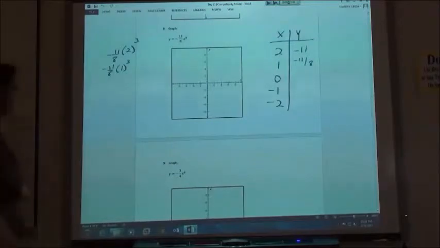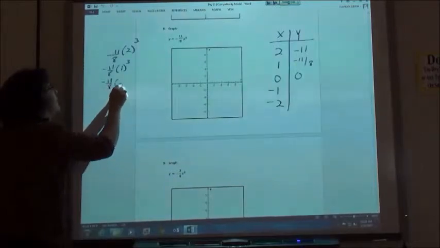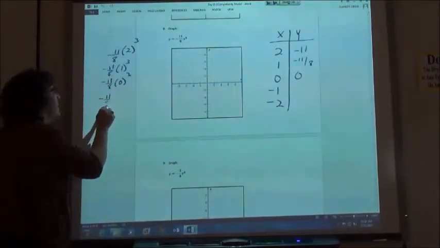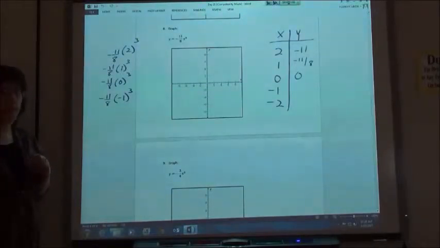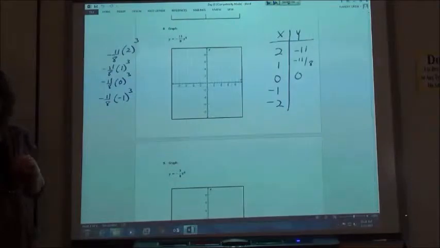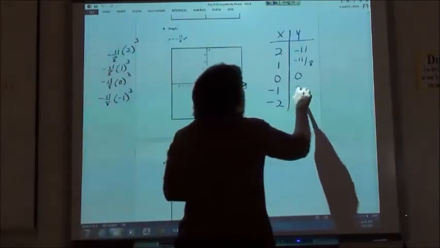Then we got a 0. And then we get a 0. -11/8 times -1 cubed gives you positive 11/8, because I'm going to have a negative times a negative. So negative times a negative makes it a positive 11/8.